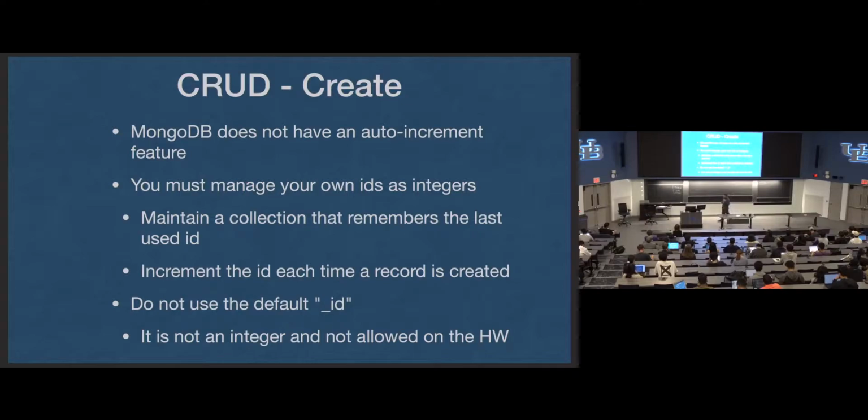What I recommend is creating a separate collection that's going to store the previously used ID. Read from that collection, get the previously used ID, bump it up by 1. That's the ID of your new record. And then update that collection that only stores 1 value. Update that collection with the new, latest incremented value.